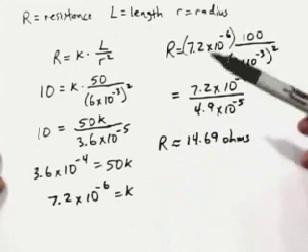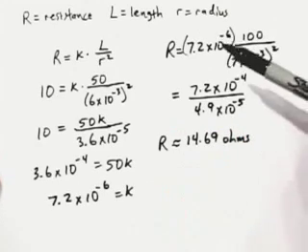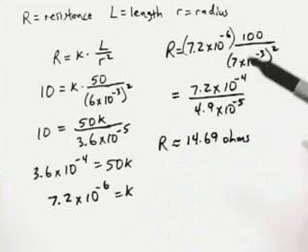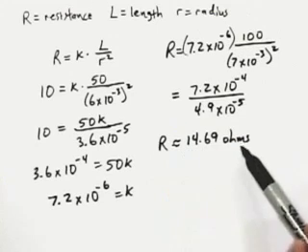So the resistance, if we had 100 feet of the same wire, but increased the radius to 7 times 10 to the negative third inch, would be roughly 14.69 ohms.